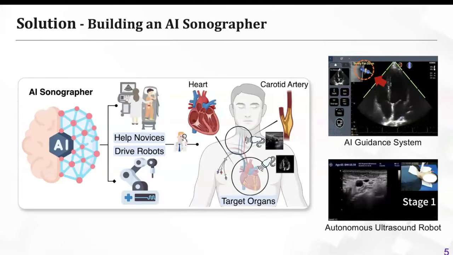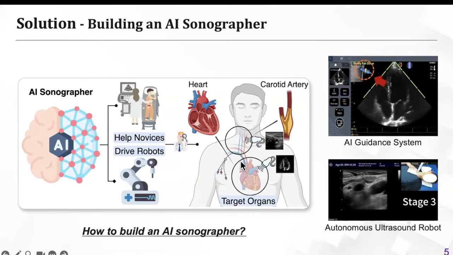To address these limitations, we propose to build an AI sonographer that analyzes the ultrasound image to determine the next optimal scanning decision. This system has the capability to guide less experienced sonographers to perform high quality scanning, and also to drive the robot to do fully autonomous scanning.